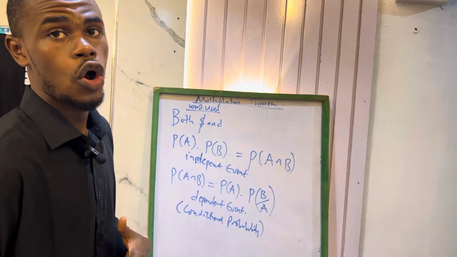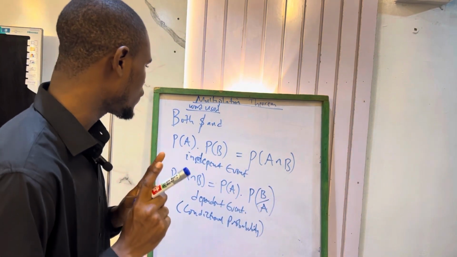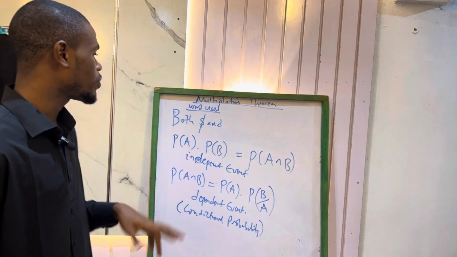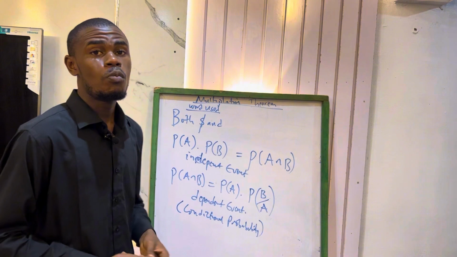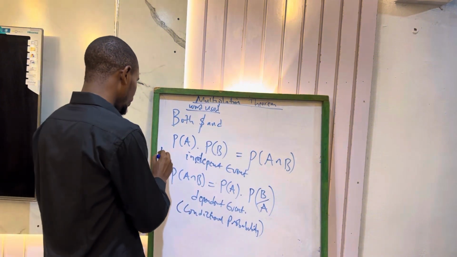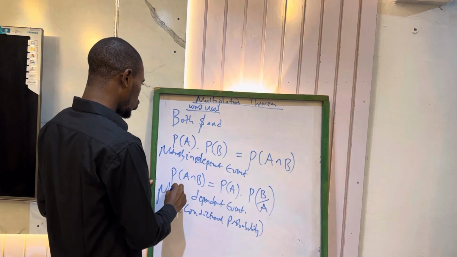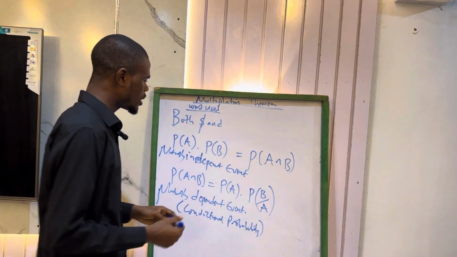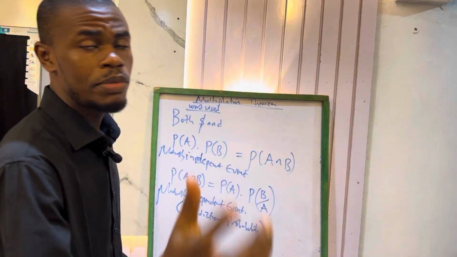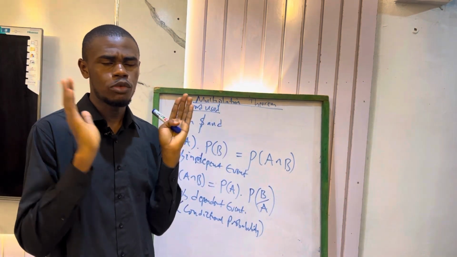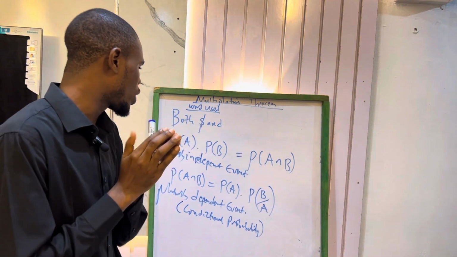What is the probability of A and B to occur? You know it's the multiplicative theorem. I told you that for the multiplicative theorem, we have mutually independent events and mutually dependent events. For mutually independent events, if they ask you the probability of A and B occurring, you just multiply them. You multiply the probability of A occurring alone and the probability of B occurring alone together.